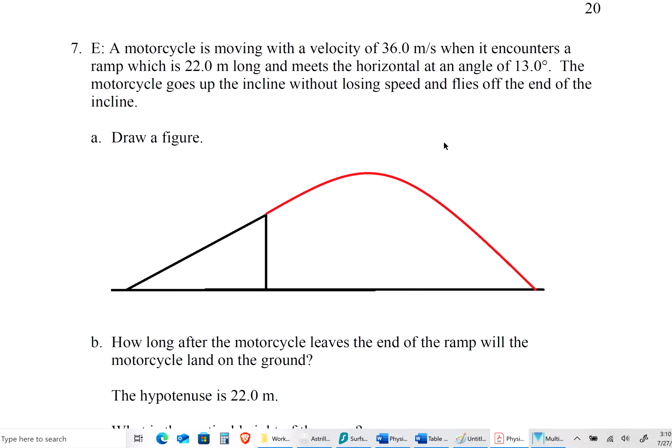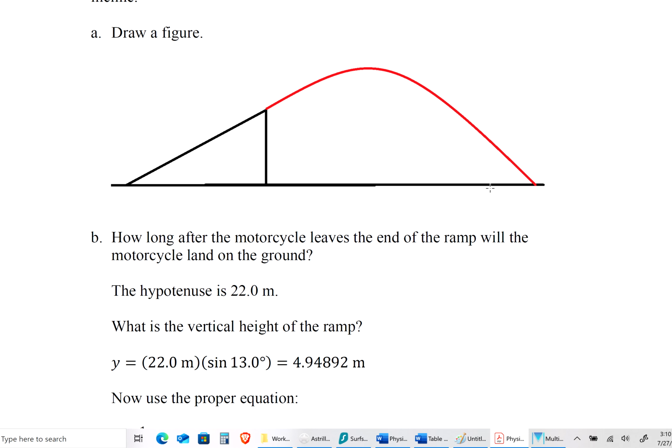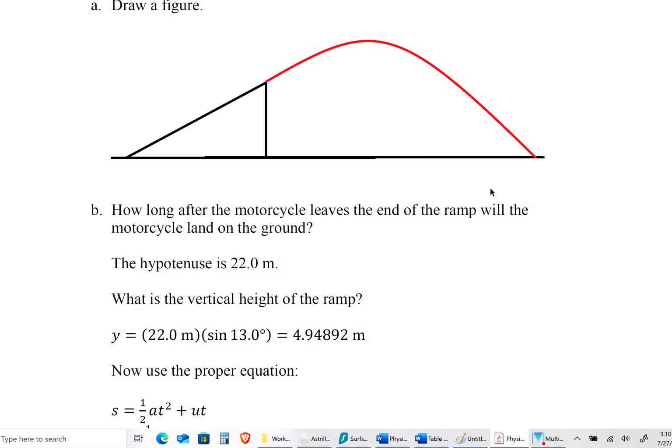Question 7. A motorcycle is moving with a velocity of 36 meters per second when it encounters a ramp, which is 22 meters long and meets the horizontal at an angle of 13 degrees. The motorcycle goes up the incline without losing speed and flies off the end of the incline. Part A, draw a figure. Part B, how long after the motorcycle leaves the end of the ramp will the motorcycle land on the ground?